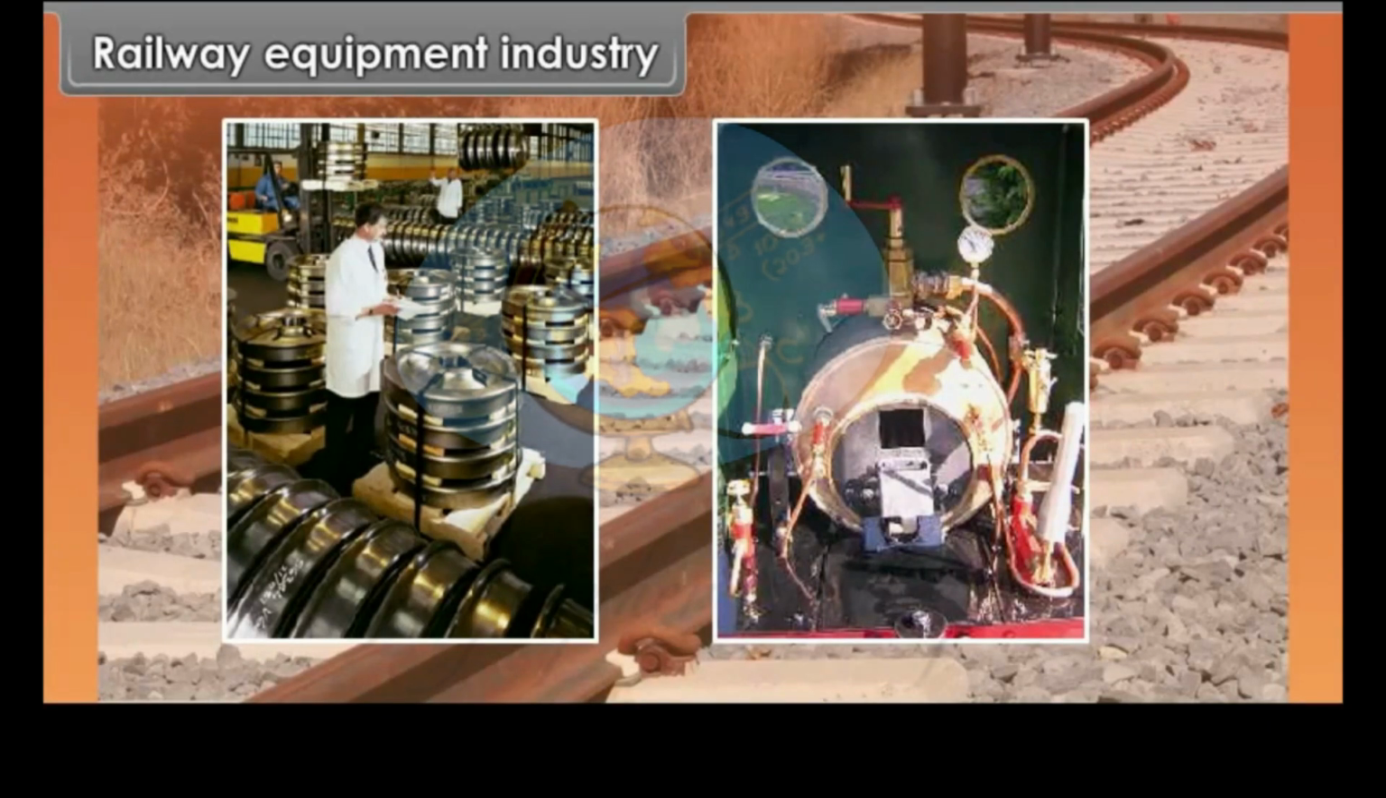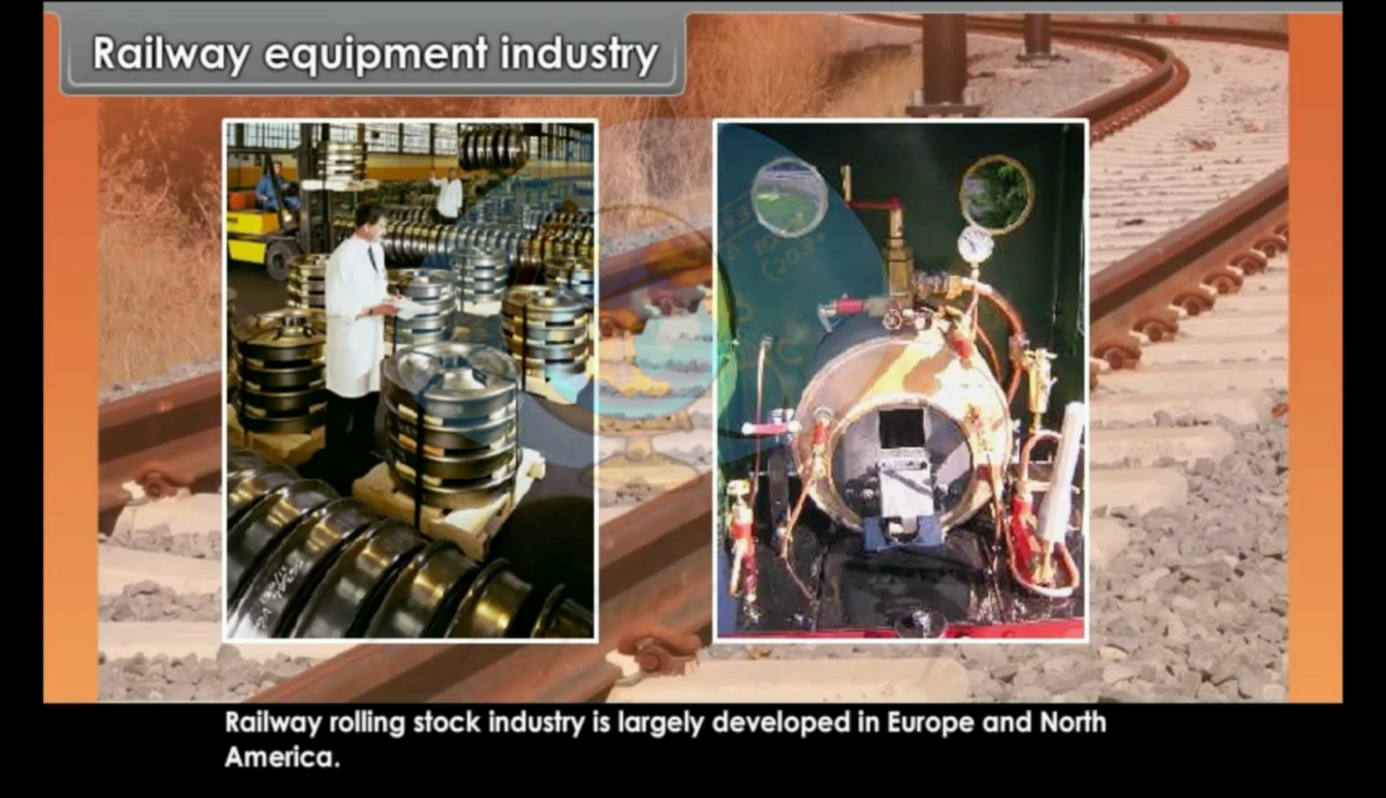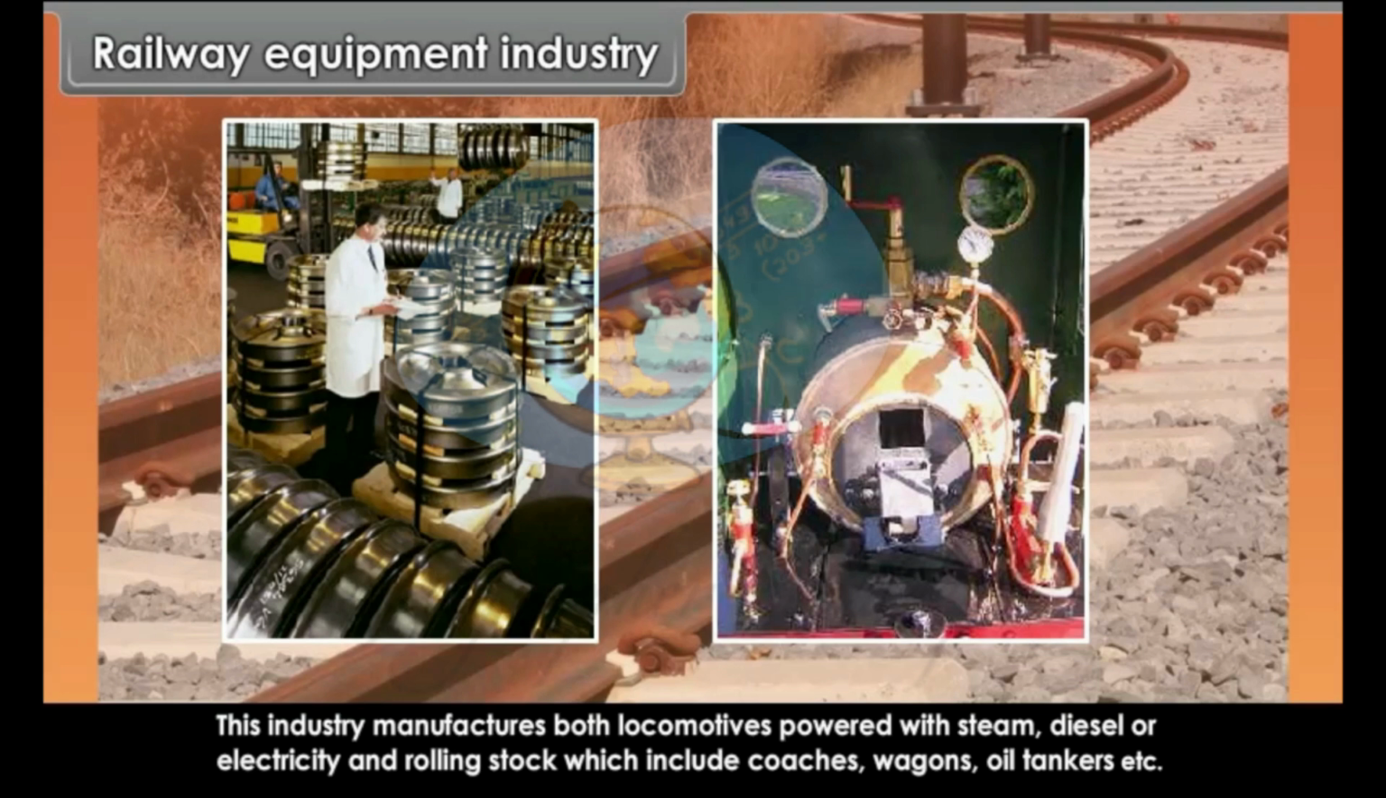Railway equipment industry. The railway rolling stock industry is largely developed in Europe and North America. This industry manufactures both locomotives powered with steam, diesel or electricity and rolling stock which include coaches, wagons, oil tankers, etc.